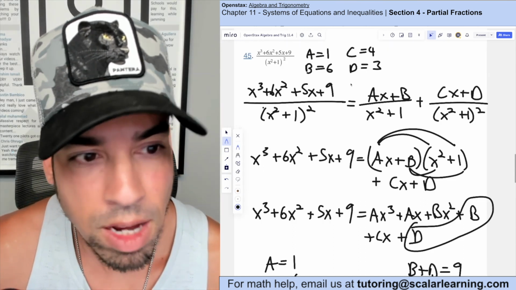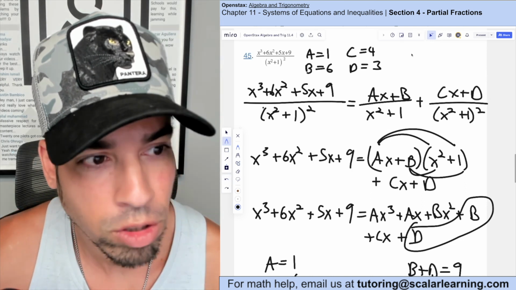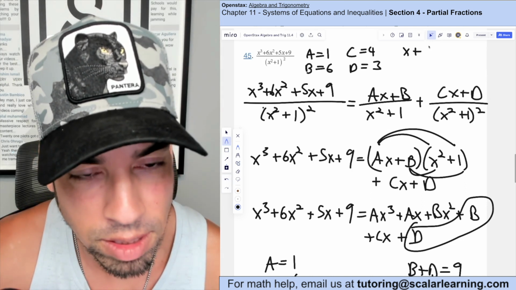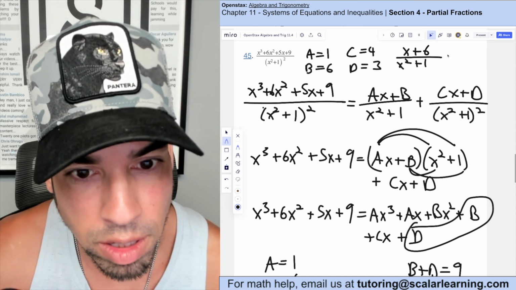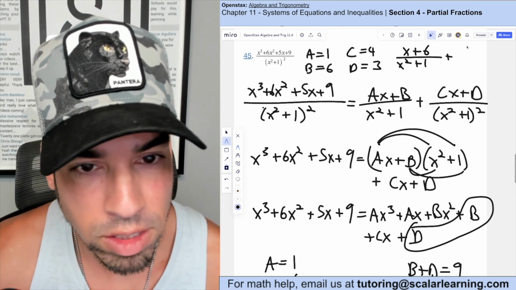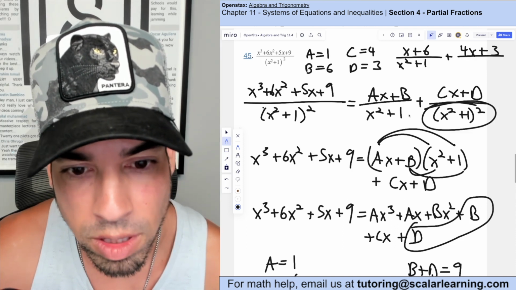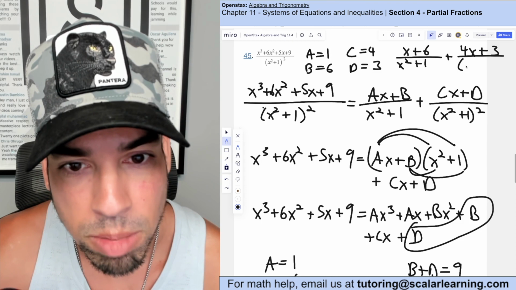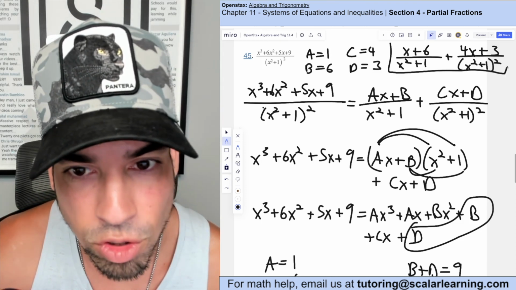Now we come back to the top with these 4 values and these original fractions, and now we're going to plug and chug. So we've got 1x plus 6, that's a and b, over x squared plus 1, and then plus 4x plus 3, that's c and d, right? 4x plus 3 over this x squared plus 1 to the second power. And that's how you do it.